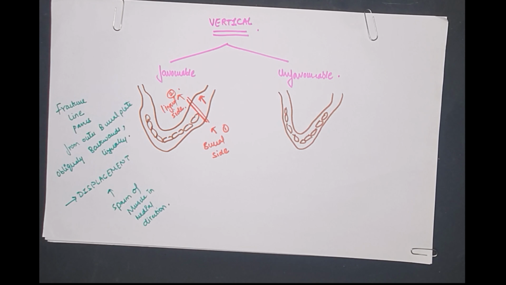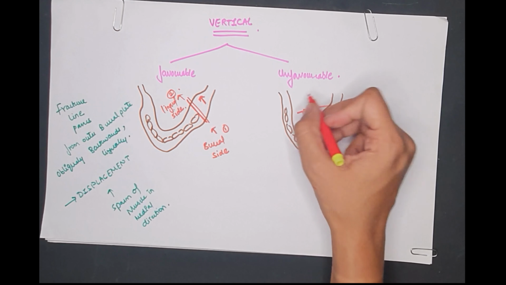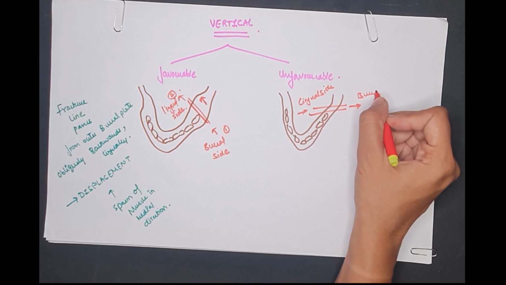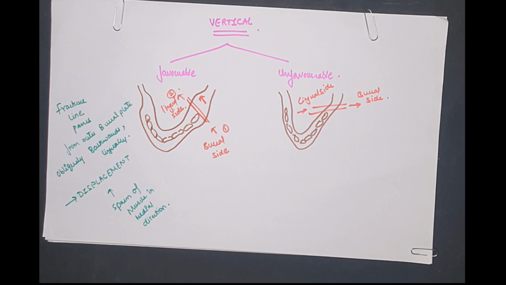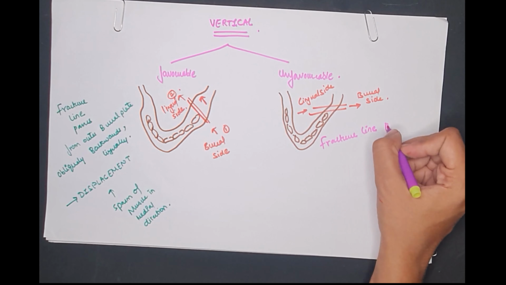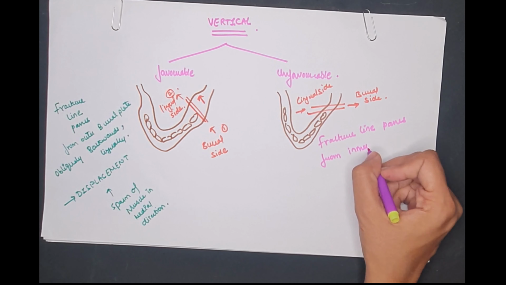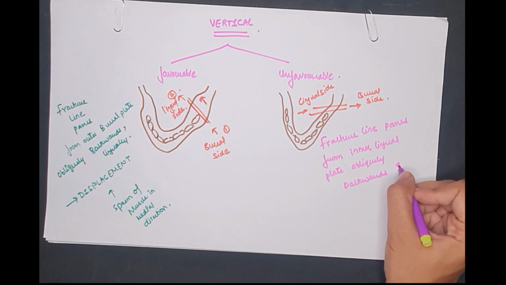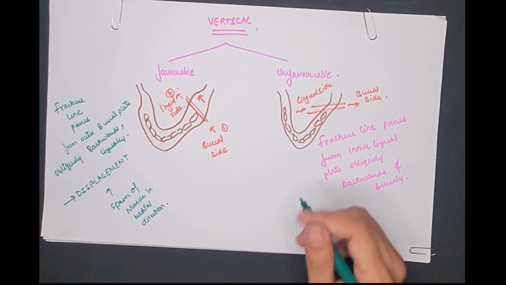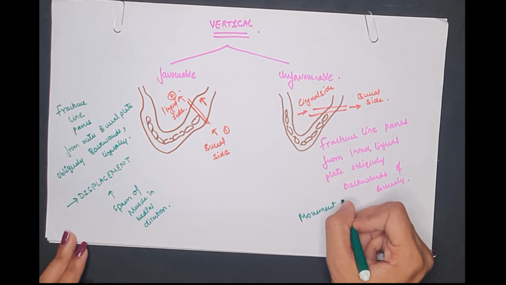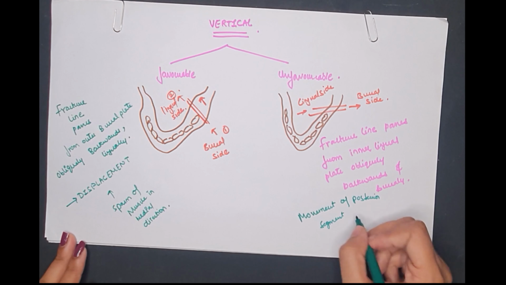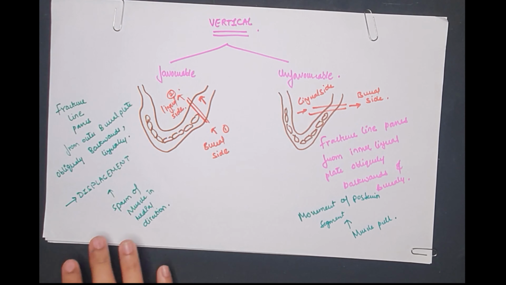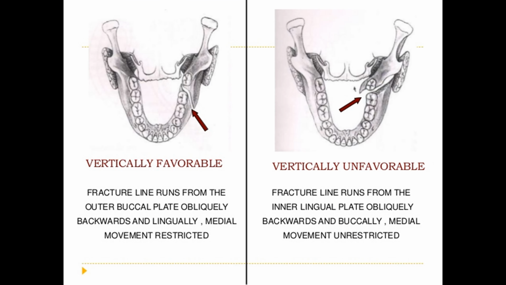What happens in the unfavorable is the posterior segment, which is attached to other structures, will not heal properly because of constant movement. Here the fracture line passes from the lingual side backward towards the buccal side. So the inner lingual plate obliquely runs backward and buccally. This results in movement of the posterior fragment as a result of muscle pull. This is why it has a poor treatment plan, and proper diagnosis should be made.